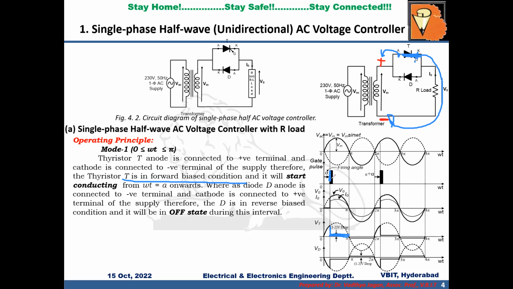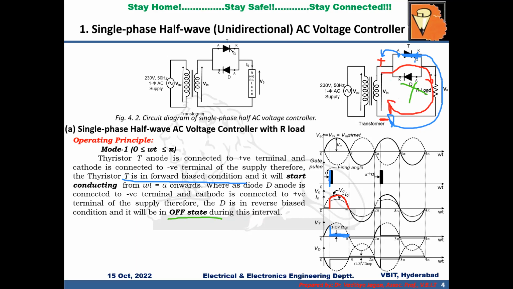From omega t equal to alpha onwards, the load will be subjected to the source voltage, which means the load voltage will follow the source voltage, which is the dotted line that you can see here. Now let us see the diode, which is connected in anti-parallel. The cathode of the diode is connected to higher potential, and the anode is connected to lower potential through the load. So the diode will be in reverse bias condition and goes to off state automatically. There is no role of the diode during the positive half cycle; it will be in off state. The current will flow from higher potential through the thyristor, anode to cathode, then the load, and back to the source at lower potential.